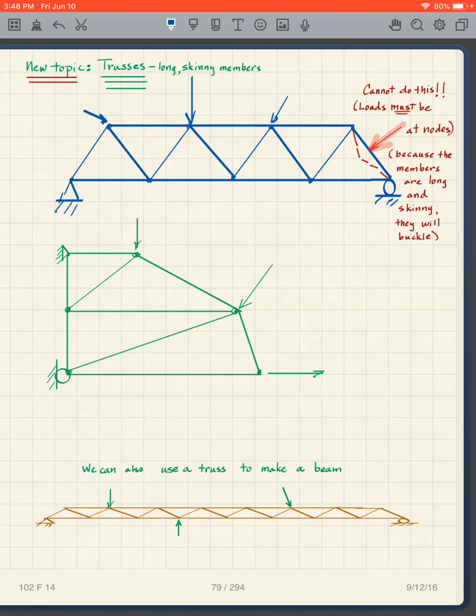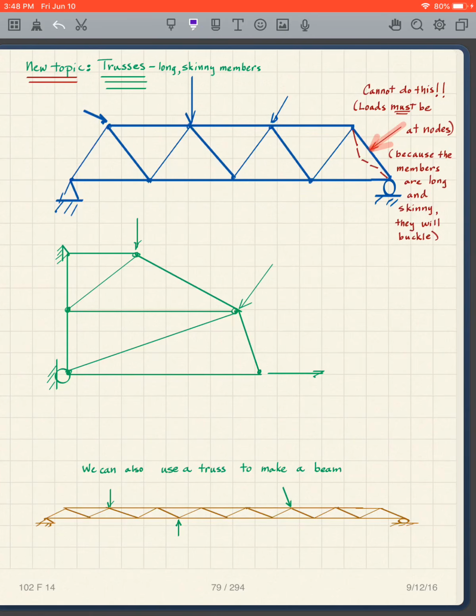Okay, we're going to look at trusses. It's a new topic. And what is a truss? Well, a truss is basically a structure made out of long, skinny members. It looks something like this. We have what amounts to a bridge here.